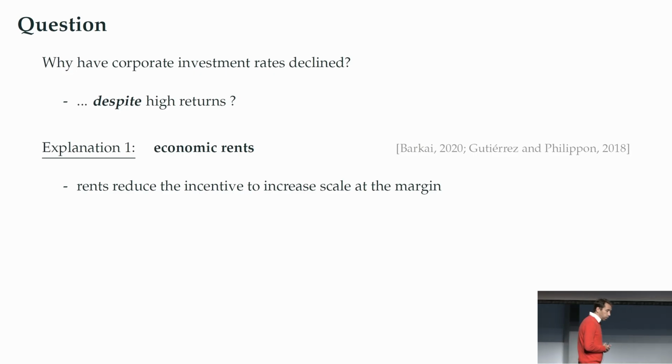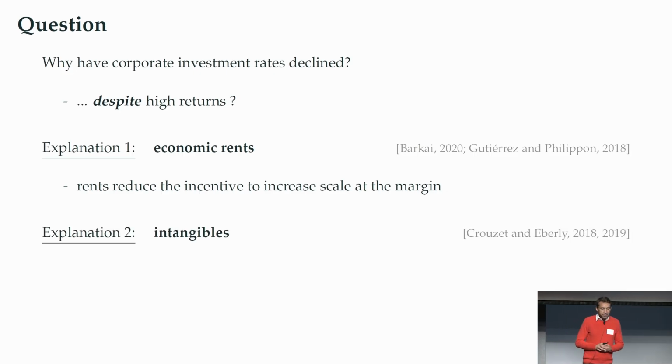So that's explanation 1. Explanation 2 is this idea that we've been mismeasuring a lot of the stock of corporate assets. So I'm going to call this the intangibles hypothesis. According to this view, what's really been going on is there's been a gradual change in the production function of US businesses. They've become increasingly less reliant on physical assets for their operations and more reliant on this other type of assets called intangible assets.